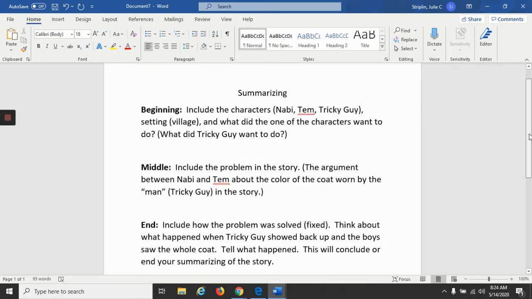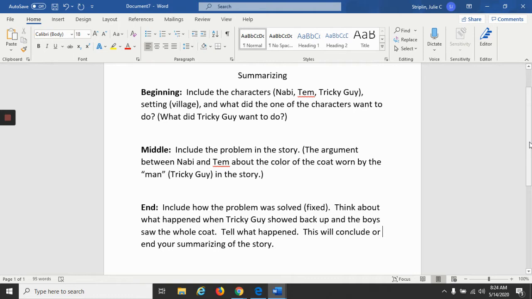And let's talk about what it means to summarize, which is telling about the beginning, middle, and end. So this is what I have done. This kind of looks like your sheet, but you're not going to write down what I've written down. This is what I need you to include in each box.